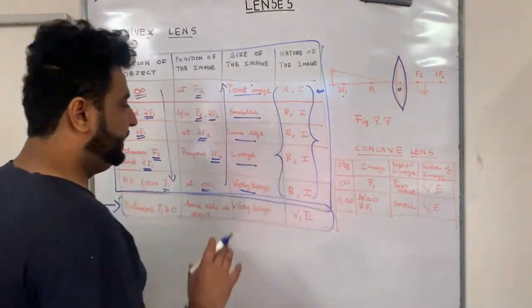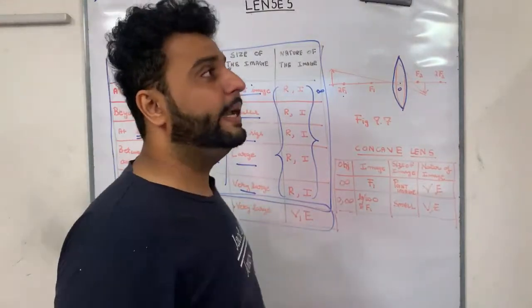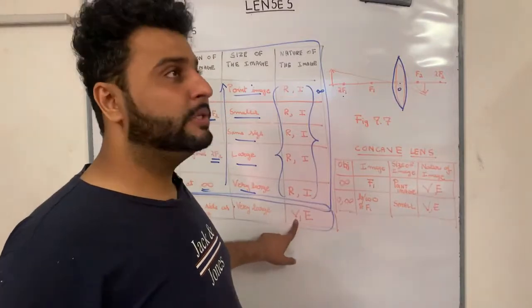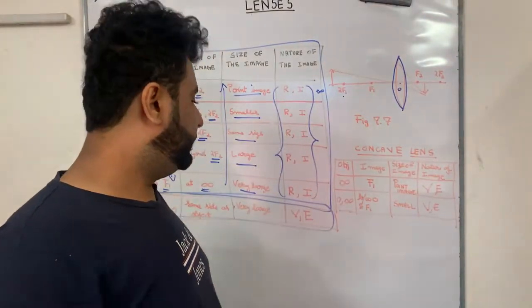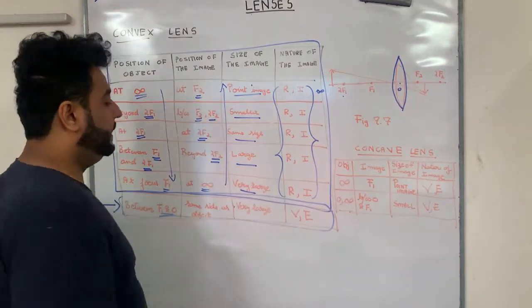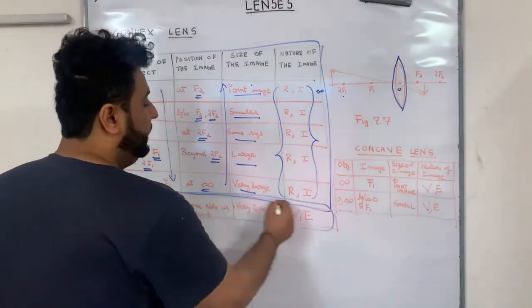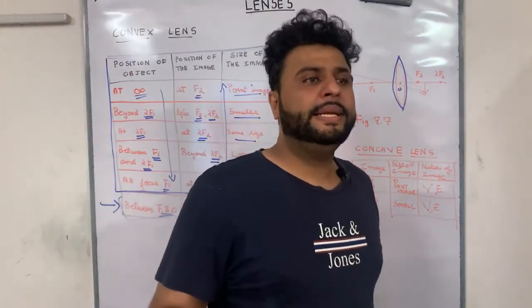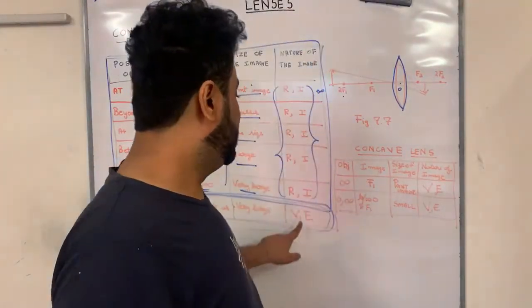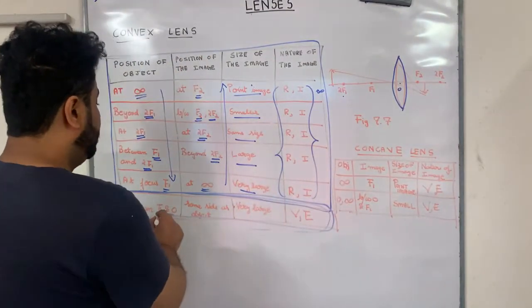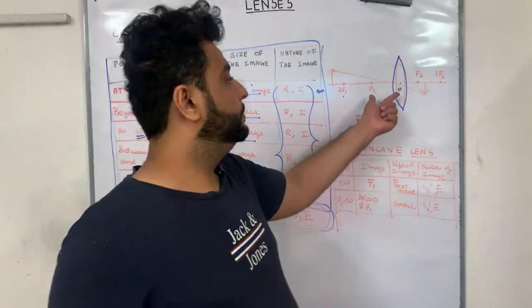Now the exception case is the only case where the image is virtual and erect. Otherwise all the cases are real and inverted, and this is the only case where, when I place it between f1 and O, the image is virtual and erect. This becomes a very important MCQ because they'll ask you, give me only one condition where the nature of a convex lens image is virtual and erect. That answer is between f1 and O.